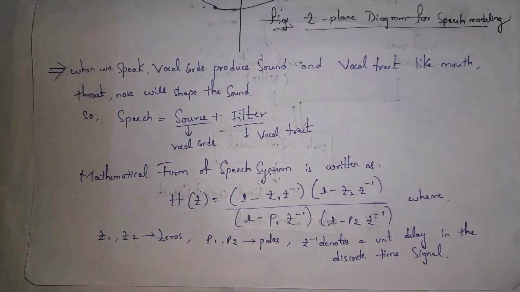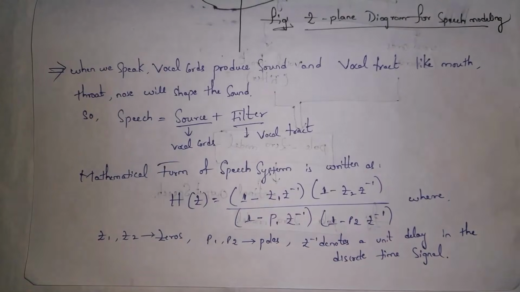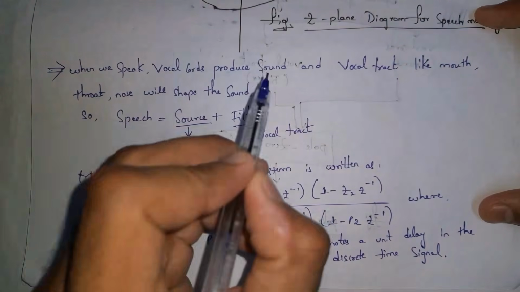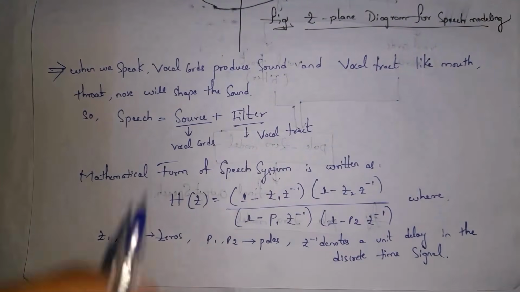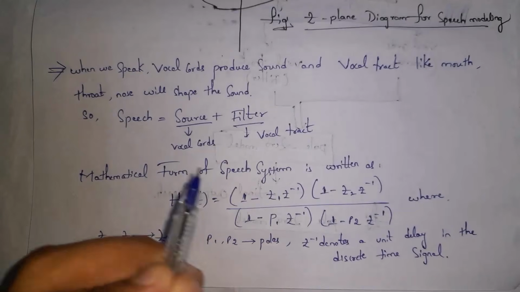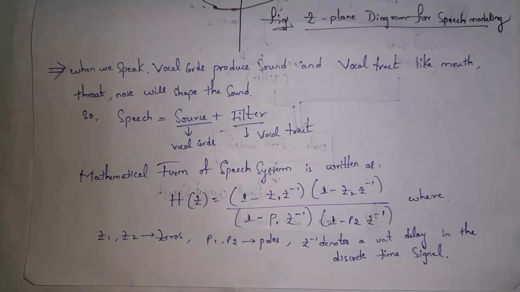Yes, whenever we speak, vocal cords will produce sound, whereas the vocal tract, like mouth, throat, nose, all will shape our sound. So vocal cords will produce sound, and vocal tract will shape our sound, and our speech is a combination of vocal cords and vocal tract, where we call vocal cords the source and vocal tract the filter, as it will shape our sound.